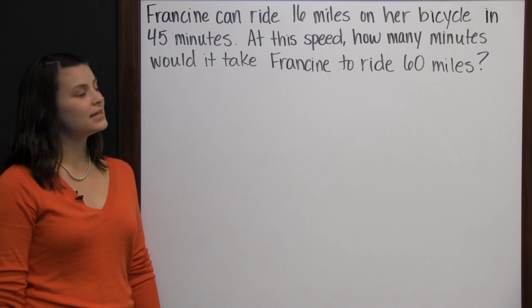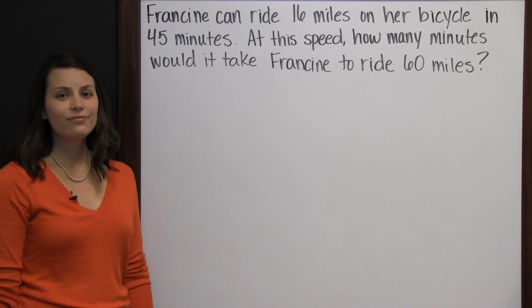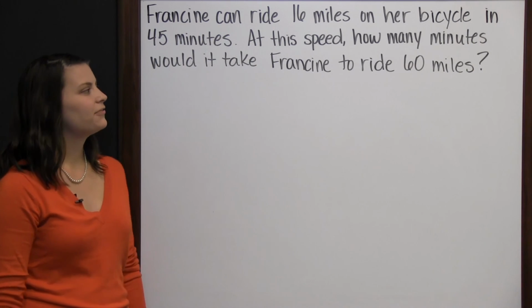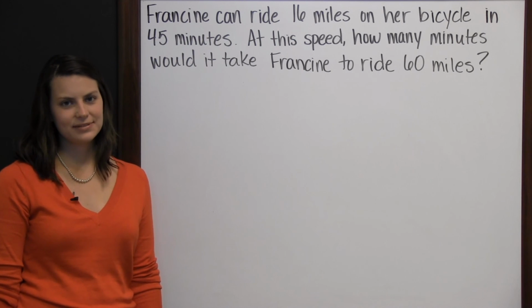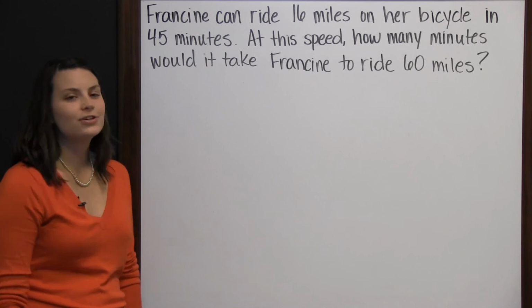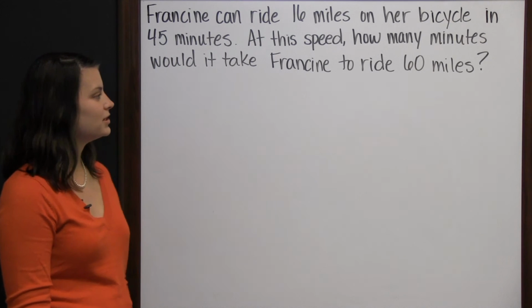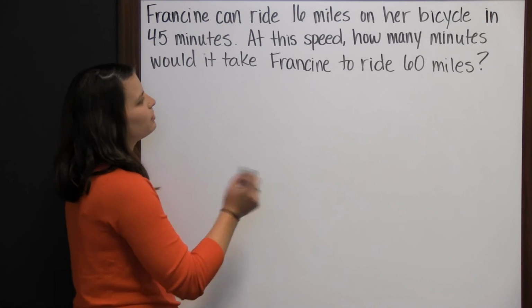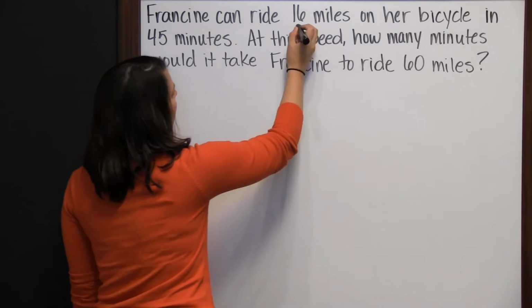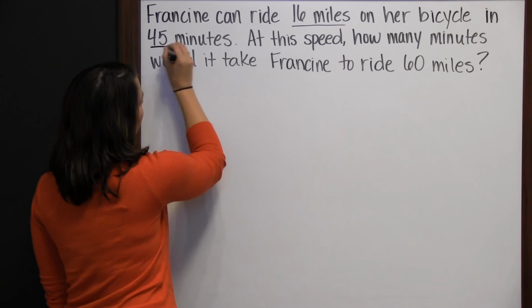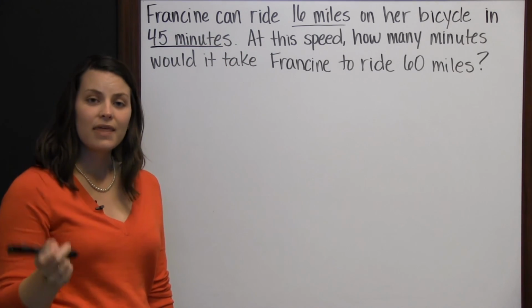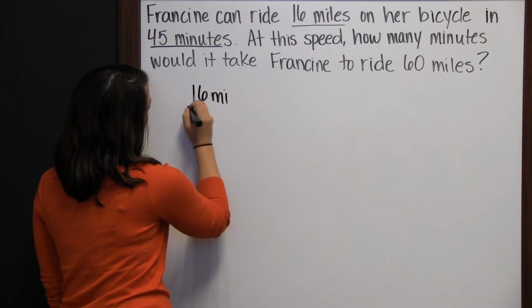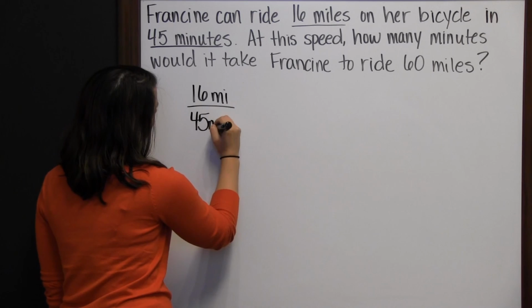Francine can ride 16 miles on her bicycle in 45 minutes. At this speed, how many minutes would it take Francine to ride 60 miles? This problem is a good candidate for using a proportion to solve. There's more than one way to solve it, but I like proportion, so I'm going to use a proportion. First, I know that Francine can go 16 miles in 45 minutes. That's going to be my first ratio. So I have 16 miles in 45 minutes.